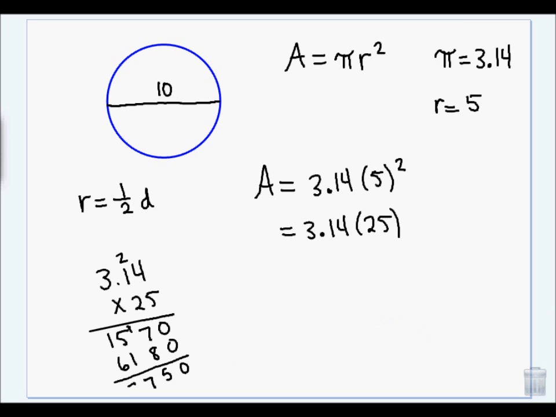Wait, hold on. That's 2, so that makes this 8. So that's 7. And then 2 decimals, so it's 78.5. And then we'll just say that was centimeters, so it's centimeters squared.